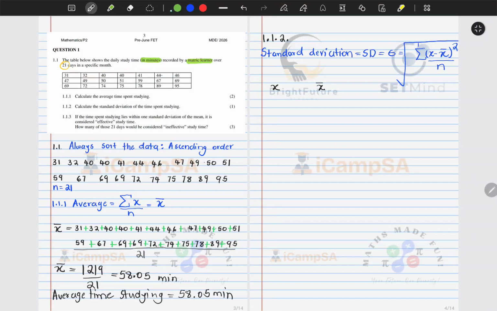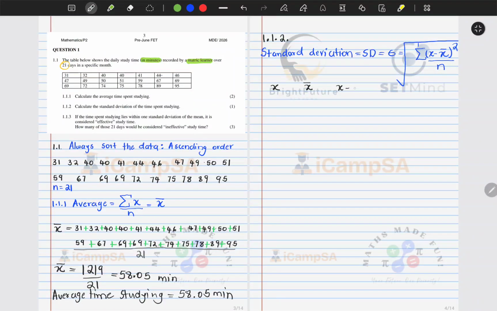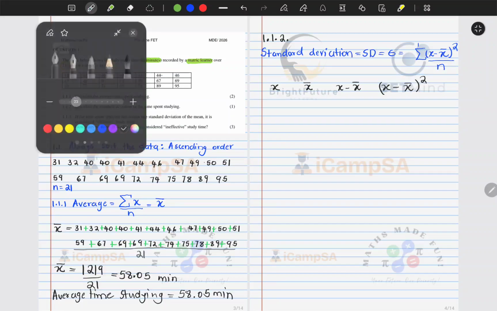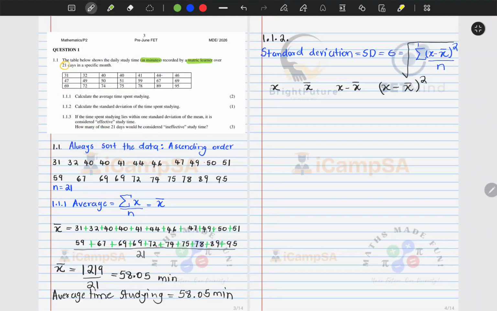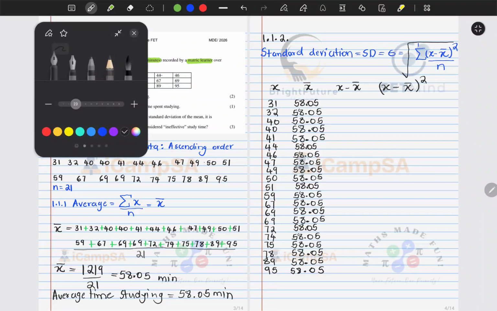Then you have x dash, which is our mean. And then you can have x minus x dash, then x minus x dash all squared. Let me sort this out. Square root there. So you could have this as an option, where what you're going to have now is 31 and then 32, essentially all of the data which we have. After having this table, what we can now do is to go ahead and compute the difference.